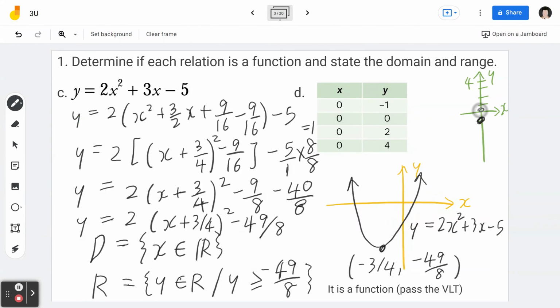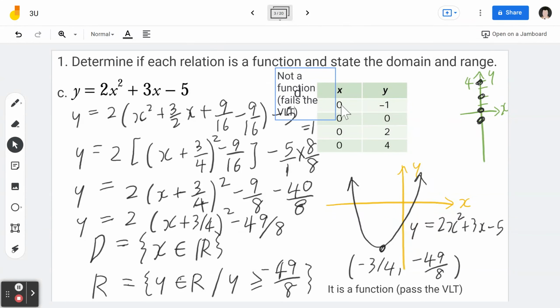The second point is going to be 0, 0. Immediately, you know it's not going to be a function. Same thing here, 0, 2, and 0, 4. So by inspection, this is not going to be a function because it fails the vertical line test. So not a function. Fails the vertical line test.